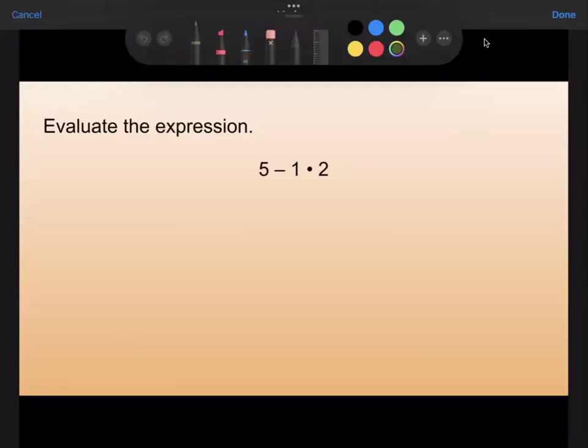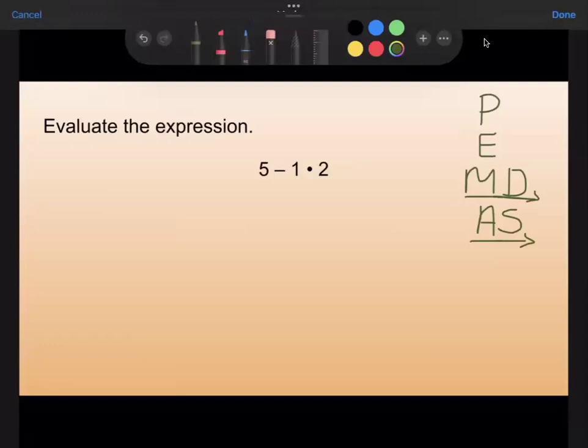Okay, here is the next one. Again, we're going to evaluate the expression. I'm going to rewrite P, E, M, D, A, S over here. And I'm going to put the arrows here again just to remind myself that if I have both multiplication and division in one level, then I need to go left to right. Same with adding and subtracting.